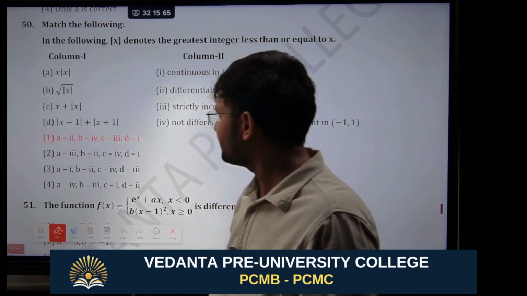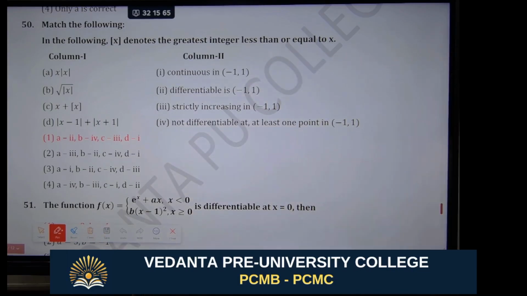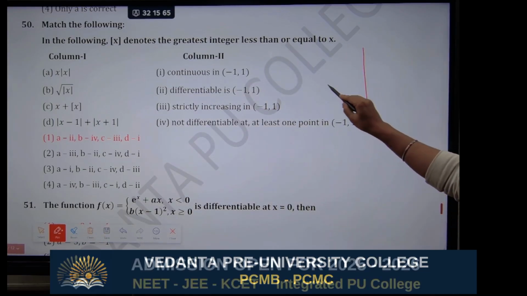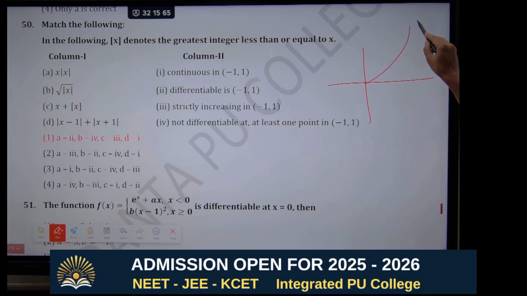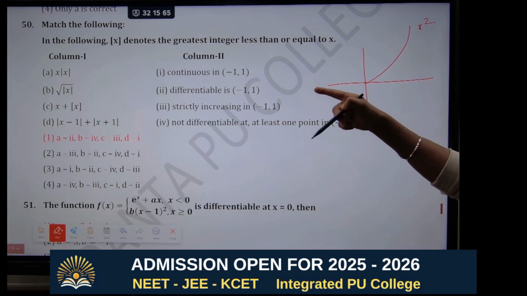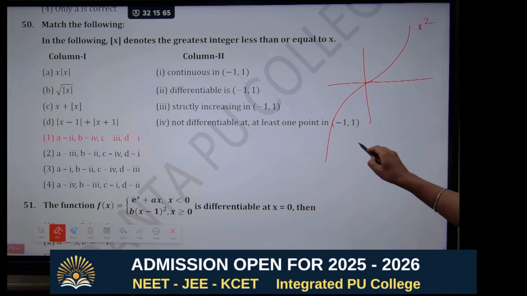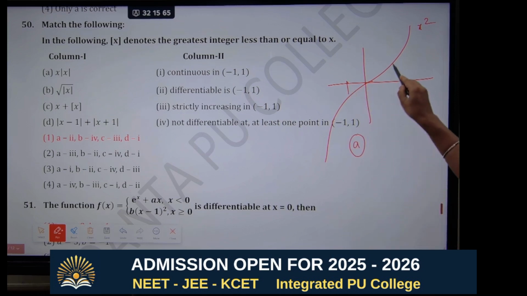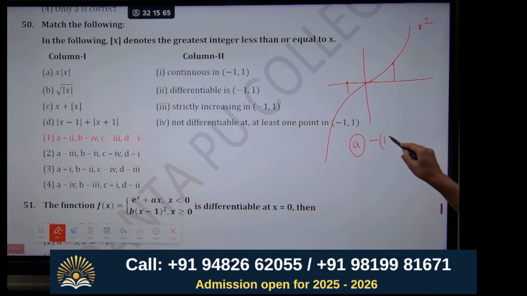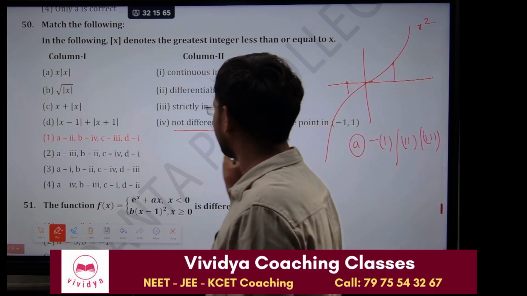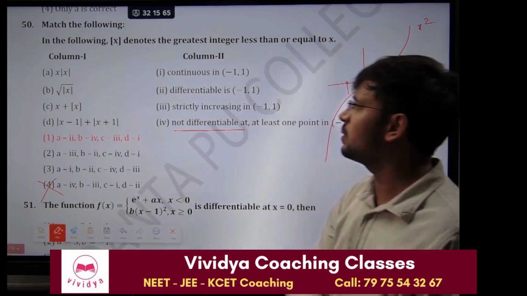Again, if you see, mod x into x, it will be x square. On this side it will be positive, and for negative it will be minus x square. It will go like this in between minus 1 to 1. So for option number A, from minus 1 to 1 it is continuous also, differentiable also, strictly increasing also. All three options are correct. So for 1, 2, 3, it cannot be not differentiable, it is differentiable. So option 4 got out.